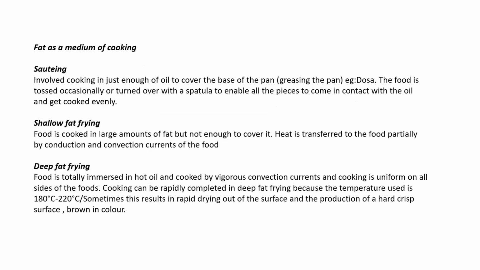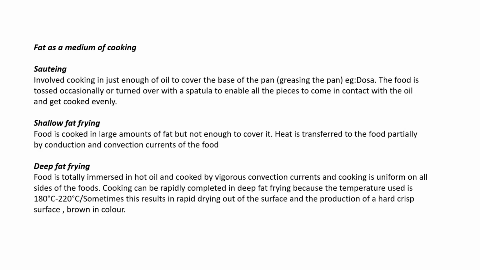Next is fat as a medium of cooking. There are three types of cooking method. One is sautéing. It involves cooking in just enough oil to cover the base of the pan, that is, just greasing the pan. For example, dosa. How we prepare dosa is a kind of sautéing. The food is tossed occasionally or turned over with a spatula to enable all the pieces to come in contact with the oil and get cooked evenly.